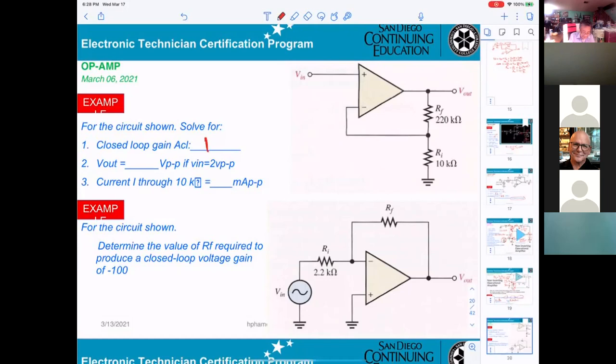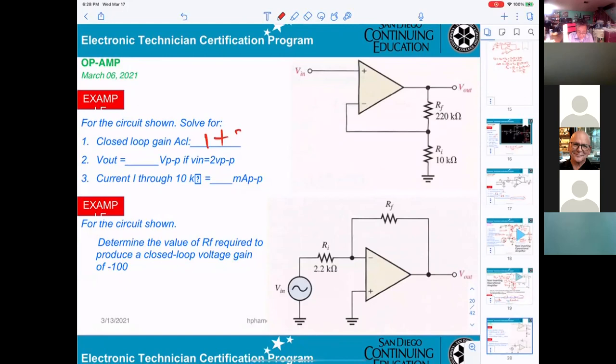Remember, 1 plus RF over RI. 2K divided by 10K. And if you can calculate the Vout equal ACL times Vin. So the gain is 23. The gain is 23.